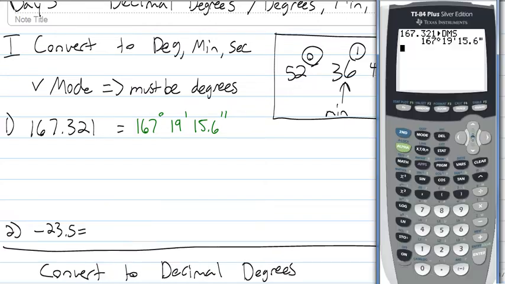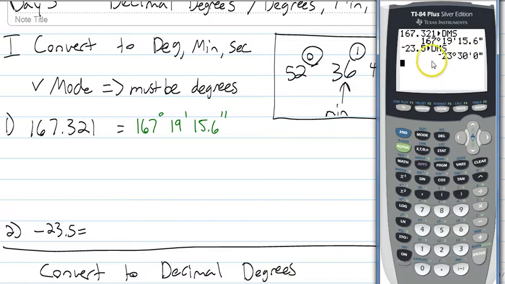Where's my calculator? There it is. Alright, so hopefully you guys just typed in negative 23.5 and hit second apps where angle is and went down to number 4 and hit enter. And you get negative 23 degrees and 30 minutes, which makes sense.